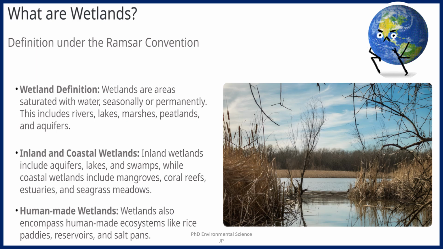What are wetlands? The definition of the word wetland under the convention is any land area that is saturated or flooded with water either seasonally or permanently. Inland wetlands include aquifers, lakes, rivers, streams, marshes, peatlands, ponds, floodplains, and swamps. Coastal wetlands include all coastlines, mangroves, salt marshes, estuaries, lagoons, seagrass meadows, and coral reefs.